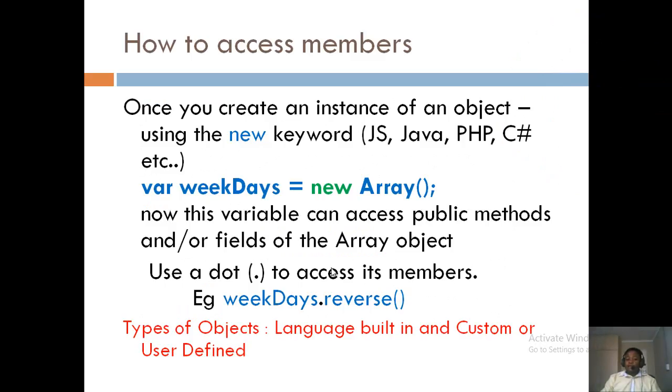So how do we access the object members? The first thing is you have an instance that you have created. You create an instance of an object that you want to reuse using the new keyword, and this is applicable in Java, JavaScript, PHP, C#, C++, and other object-oriented programming languages.